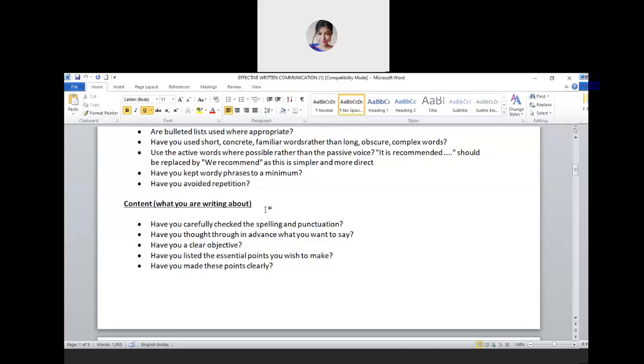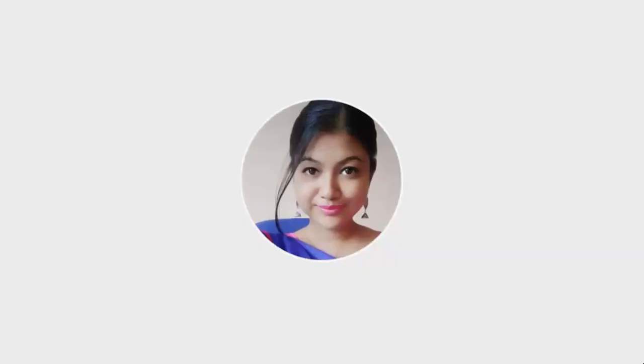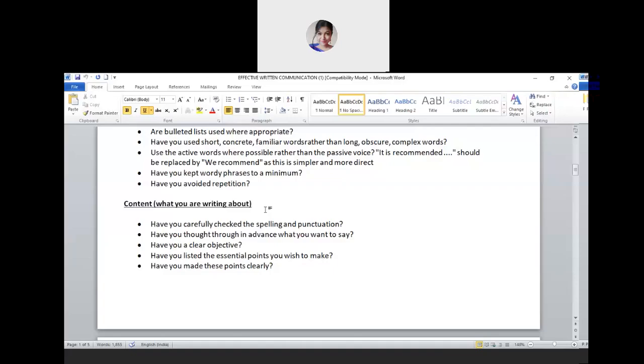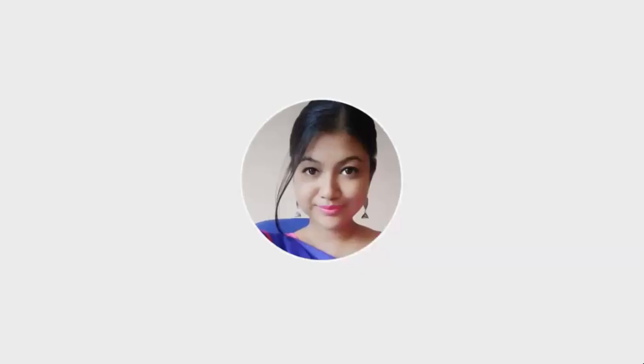And regarding the content, as I had already said earlier in the structure part, you have to think before you write. You have to be clear regarding your thoughts. So when you write it down, you have to be able to write it clearly and properly, and your objective must be clear. The essential points must be listed properly. They should be highlighted and clear.